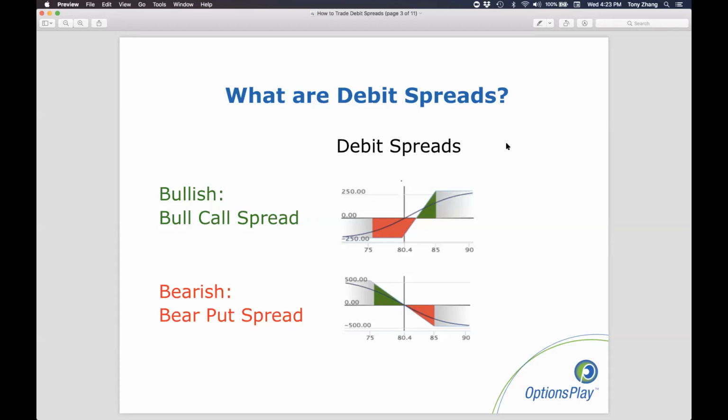And for those of you that are brand new, what we're really going to do is break these down, explain the strategies to you, explain why you should utilize these strategies compared to just buying a call or a put, and then show you some real examples. And hopefully that inspires you to take a look at these types of spreads, because they are one of the more efficient ways to utilize options to take advantage of a bullish or bearish view.